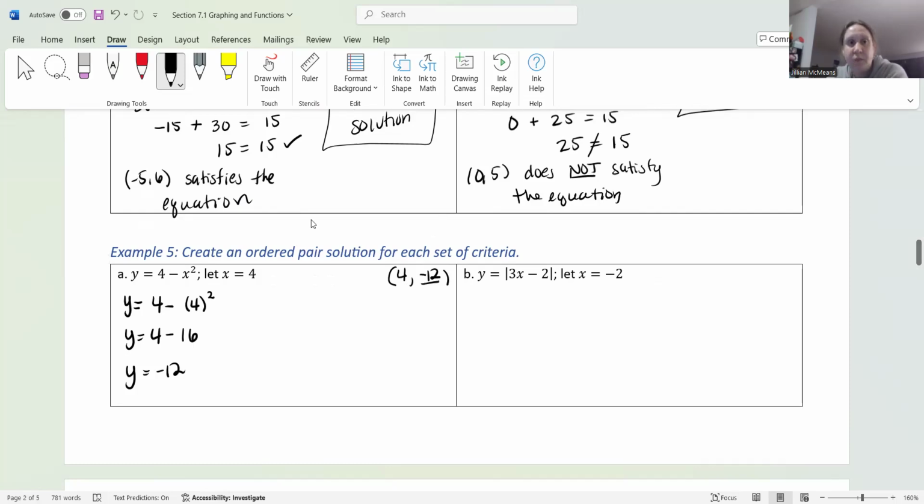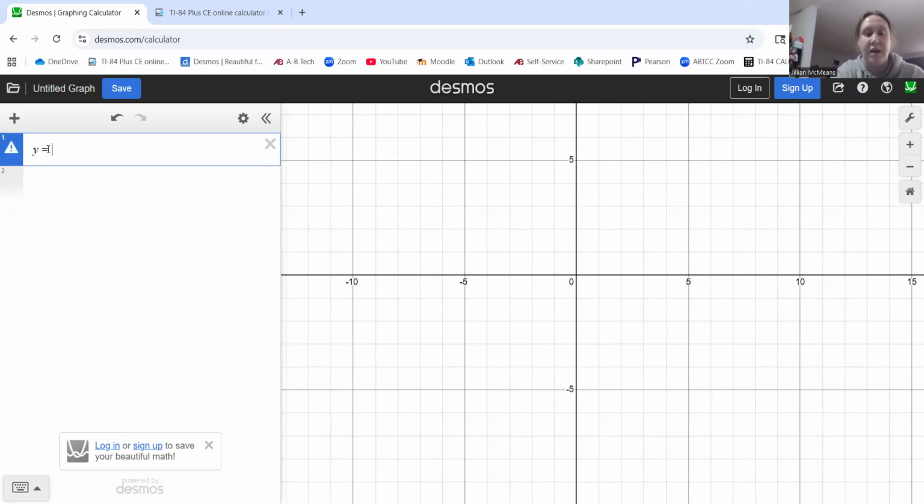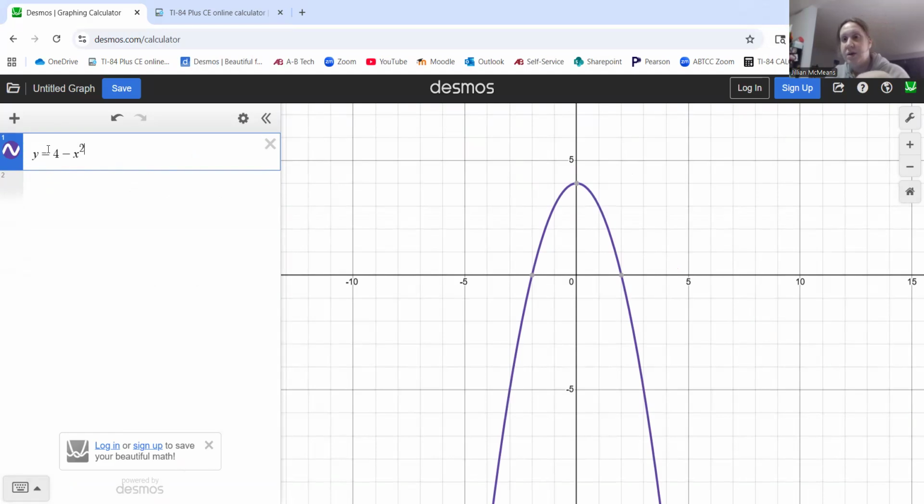Okay, so I know this is making our video a little bit longer, but I think it's worthwhile. We're going to type in y equals 4 minus x squared. You can just type in an x and then shift 6. It'll do the caret button and then type in a 2. There's also, if you go down here, a little keyboard that lets you type in some of those weird symbols that you need.